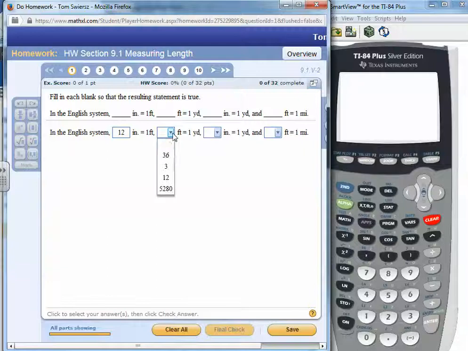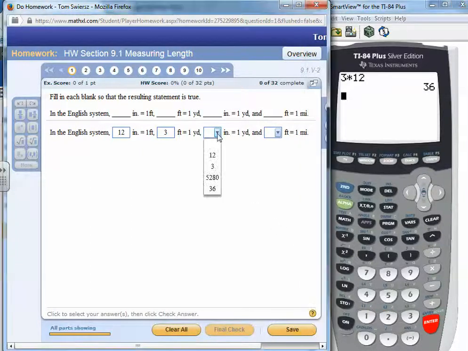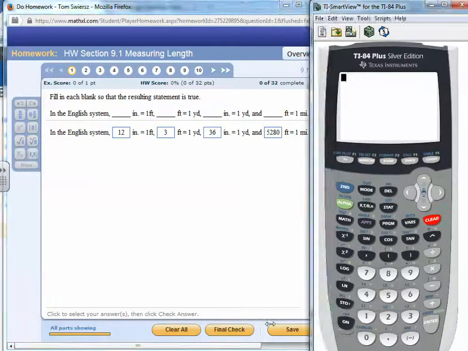And there are 3 feet in every yard. So notice if there's 3 feet in a yard and every foot is 12 inches, then there would be 3 times 12, right? 3 feet, 12 inches in a foot. So there would be 36 inches in 1 yard. And most of you don't know this, but there are 5,280 feet in a mile. So if you want to write that down in your notebook, 5,280 feet in 1 mile. That's the conversion, okay?